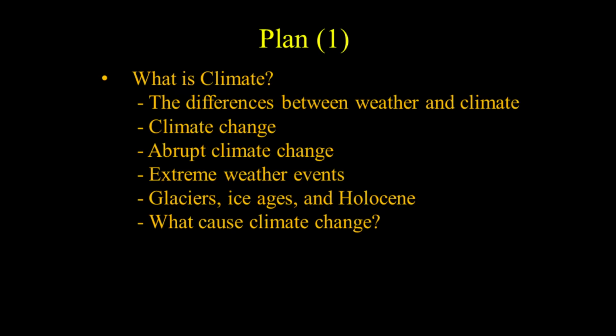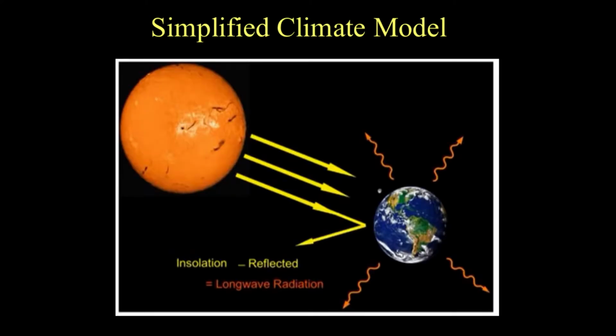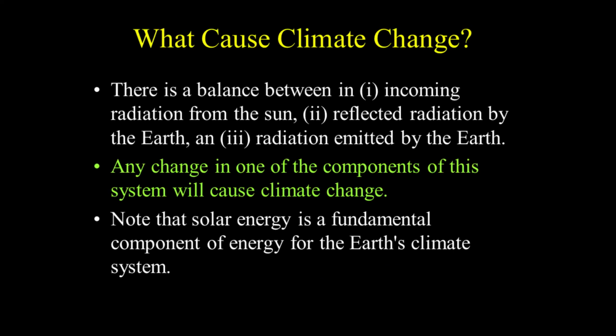So what causes climate change? Let's start with this simplified climate system captured in this figure. The sun radiates energy in all directions. Some of the energy reaching the Earth is reflected, while some is absorbed and emitted back. There is a balance between incoming radiation from the sun, reflected radiation by the Earth, and radiation emitted by the Earth.